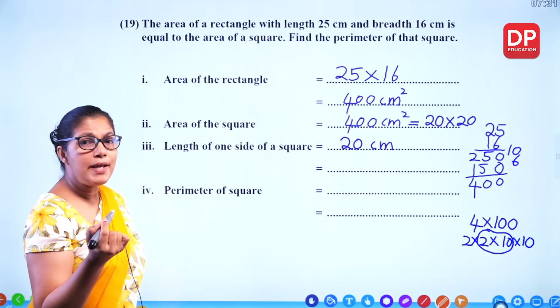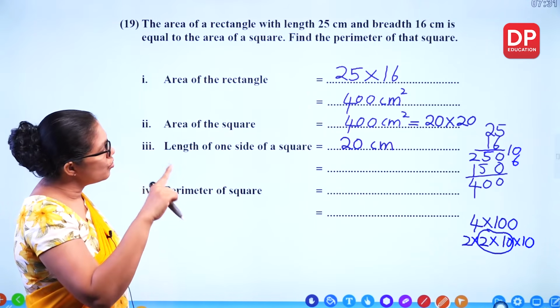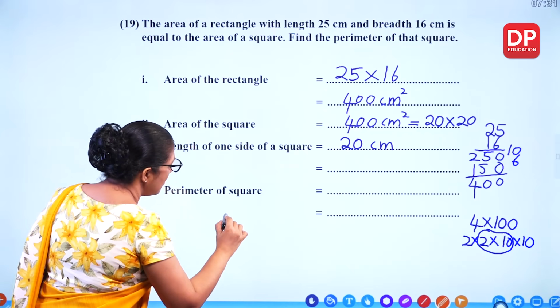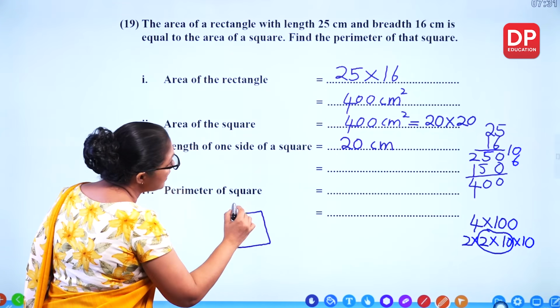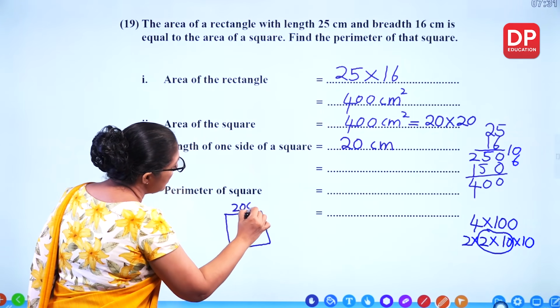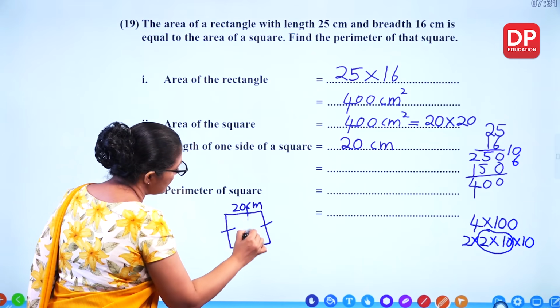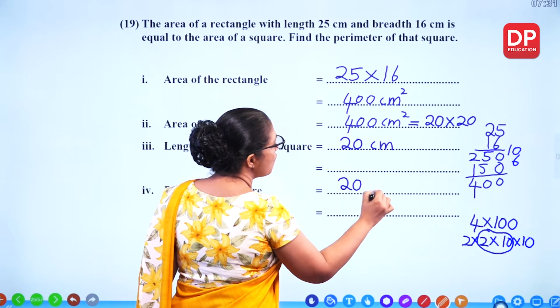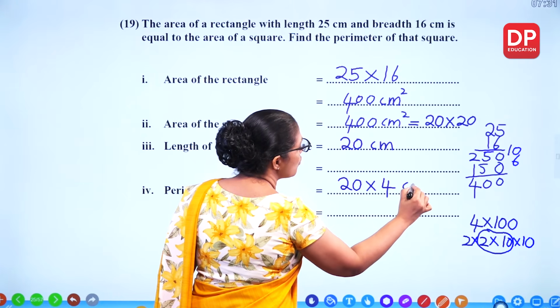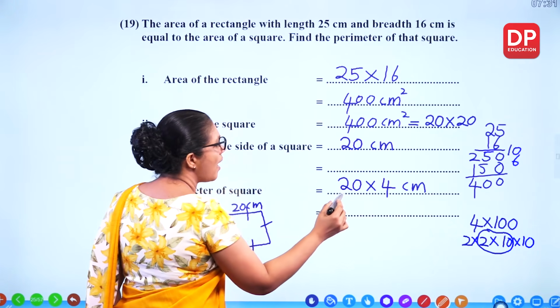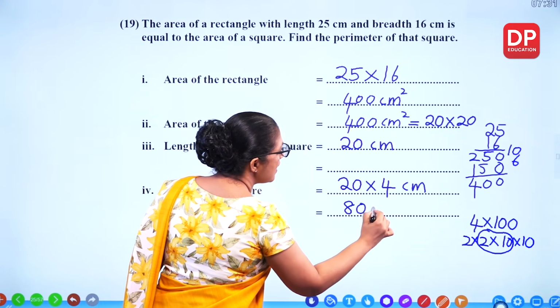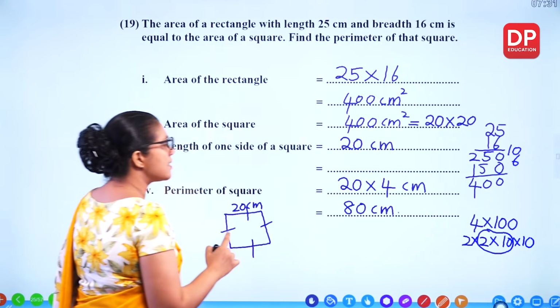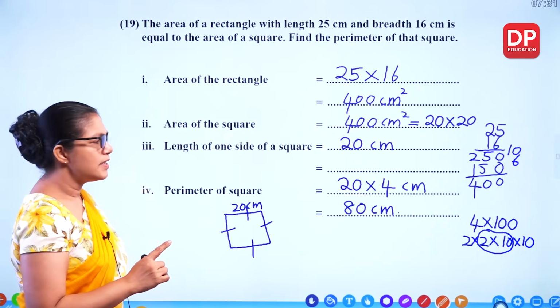Then what's the perimeter of a square? So you add 4 times one side. One side is 20 centimeters and 4 sides are there. So you multiply this by 4. So perimeter of this square is 80 centimeters. 4 times 20.